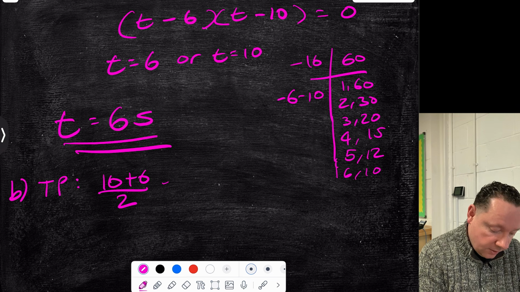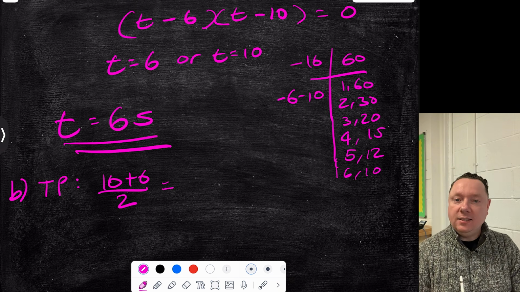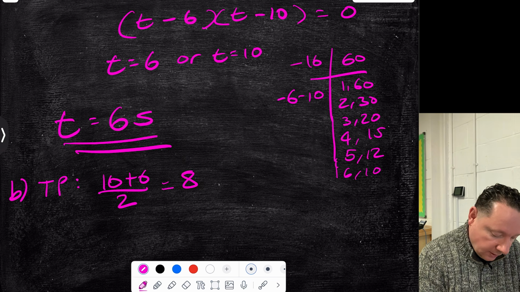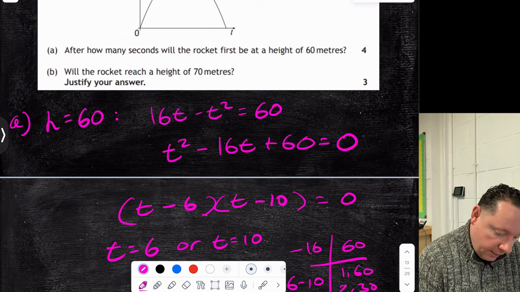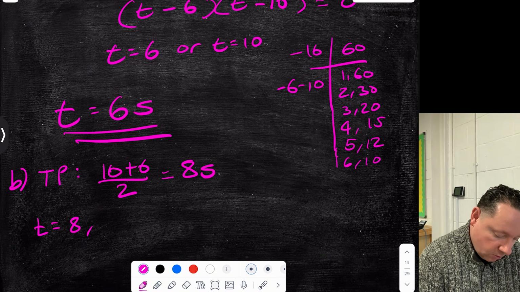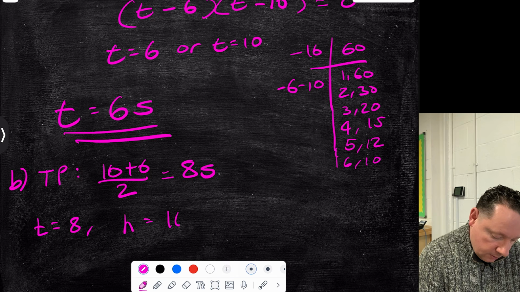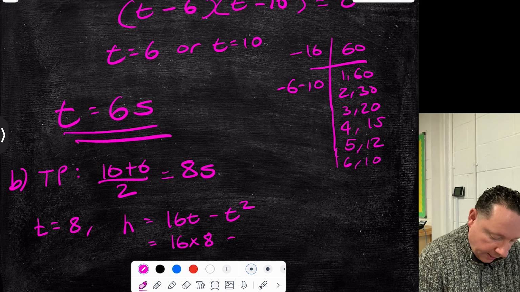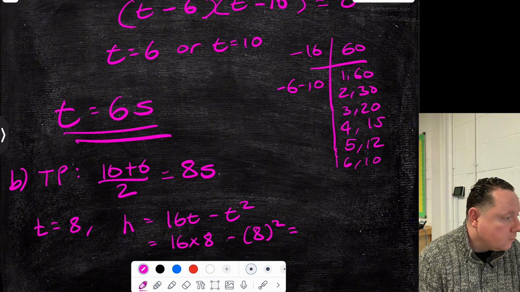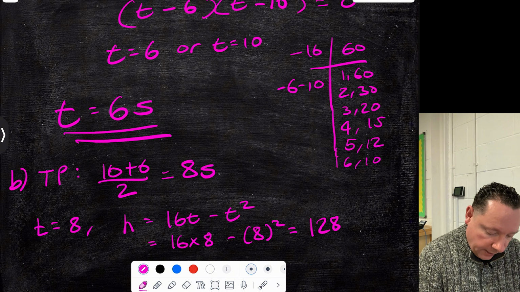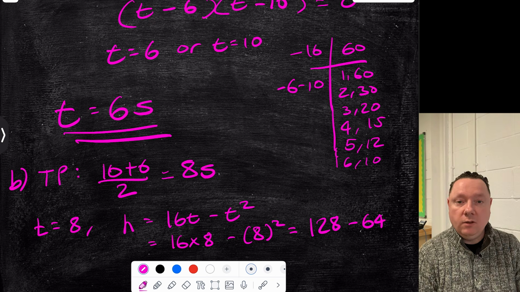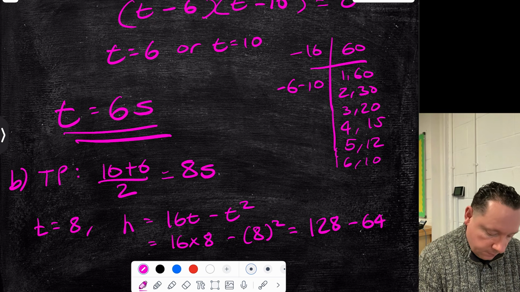10 plus 6 is 16, divided by 2 is 8. So the turning point happens at 8 seconds. So when t equals 8, we have got h of t is 16t minus t squared. So when t equals 8, that equals 16 times 8 minus 8 squared. That's 128 minus 64, which equals 64 meters.